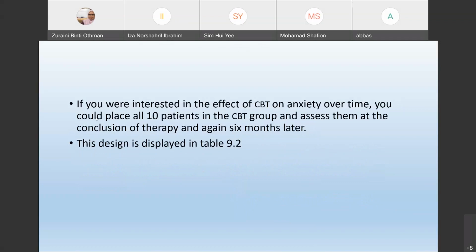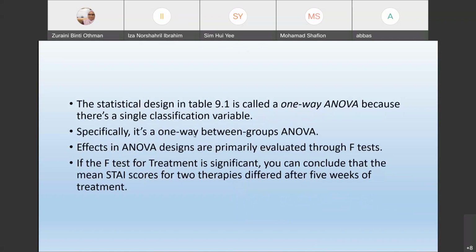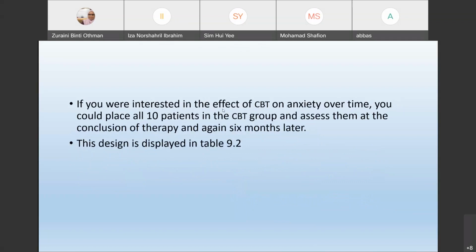Next, if you were interested in the effect of CBT on anxiety over time, you could place all 10 patients in CBT. It depends on us, what we want to measure. This is our experiment. What do we want to measure? Maybe instead of looking at different therapies, we want to focus on CBT only, but know its effect over time, based on 5 weeks and 6 months.